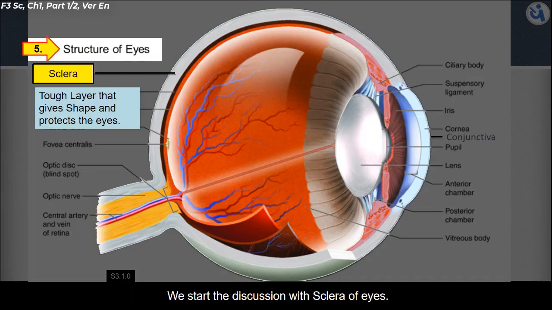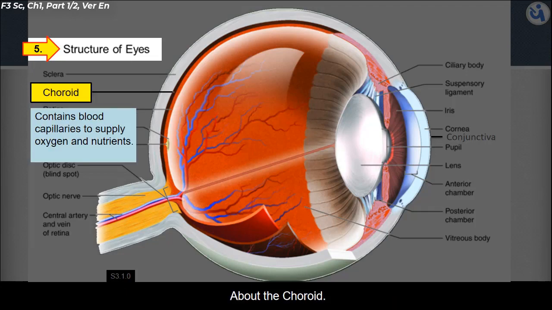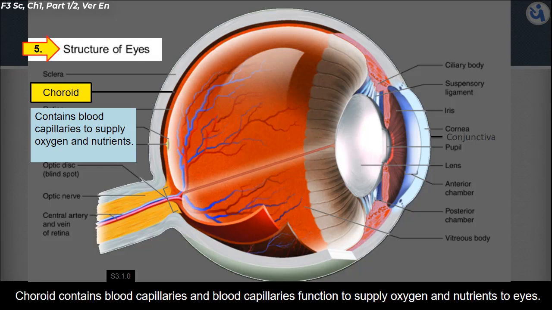We start the discussion with the sclera of the eyes. This is the tough layer that gives shape and protects the eyes. About the choroid. This is the layer beneath the sclera. Choroid contains blood capillaries, and blood capillaries function to supply oxygen and nutrients to the eyes.